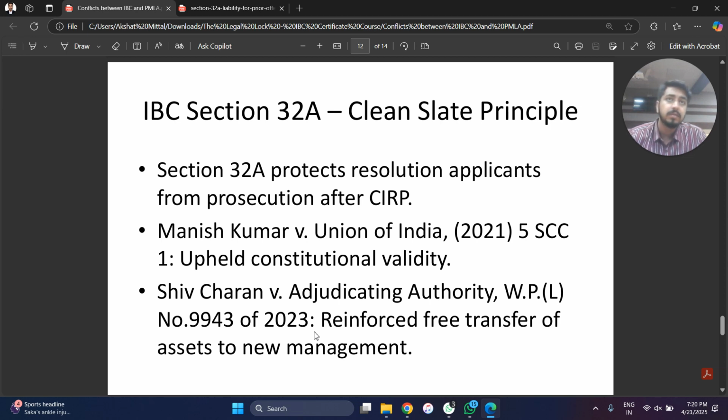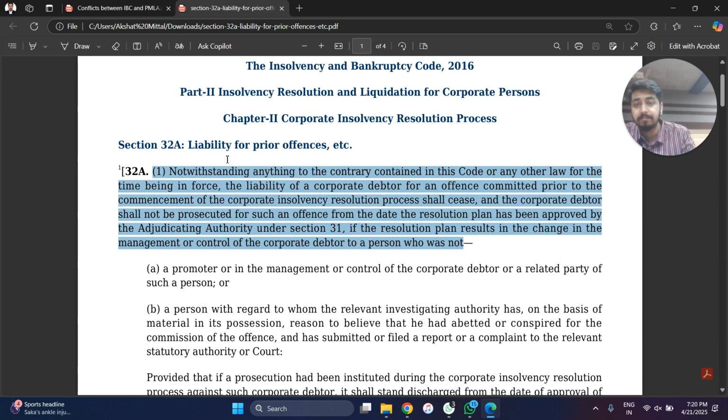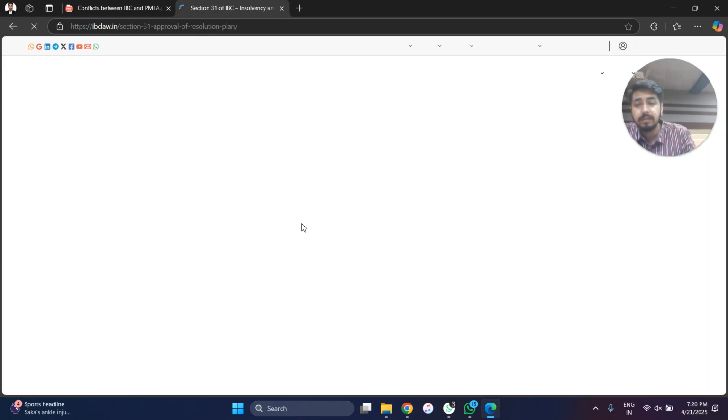Now, discussing Section 32A, the well-known principle of clean slate, that Section 32A protects resolution applicants from prosecution after CIRP. The wording of Section 32A is a bit tricky. I'll just give you two case laws where the constitutional validity of the Amendment Act of 2020 was upheld, and 32A was observed to be a good law. Now, coming to the confusions which this Section 32A has created.